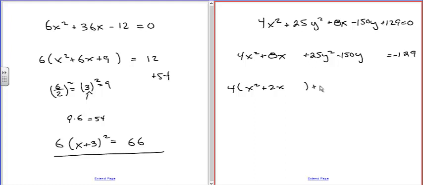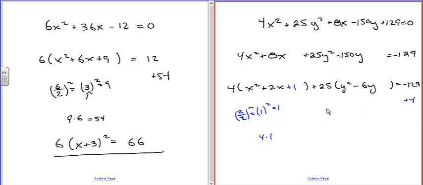Factor out the 25, which is in front of the y squared. So you get y squared. 150 divided by 25 is 6. So you get negative 6y. Leave a space. And write the right-hand side down. Take the middle term, divide by 2. Simplify it if you can, which is 1, squared, which is 1. So we add 1. But we're really adding 4 times 1. So we add 4 to the other side.